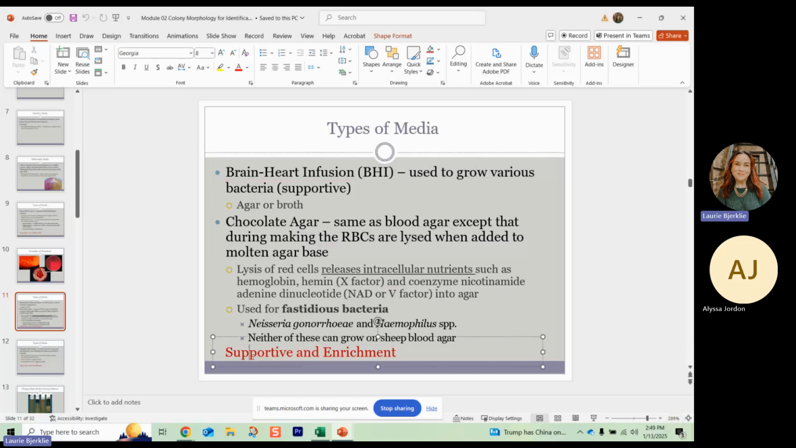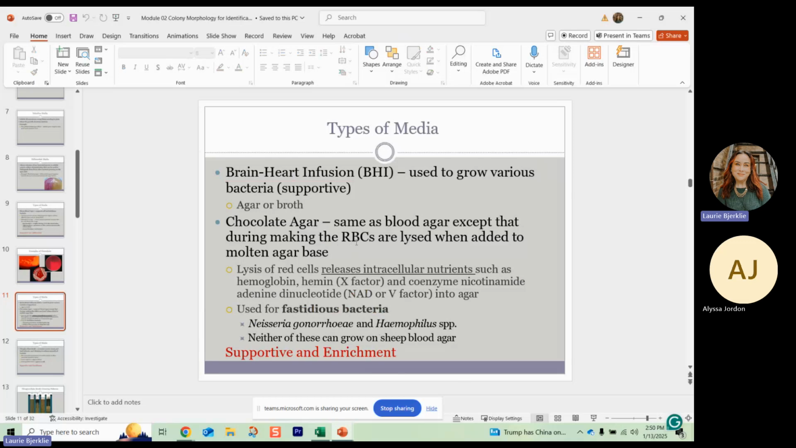Chocolate agar is supportive because it grows pretty much everything, just like blood agar, but it's also enriched. So it has extra nutrients. So therefore it is great for fastidious bacteria. It is an excellent agar for those picky bacteria. So again, like I said, Neisseria and Haemophilus are 2 very well-known fastidious bacteria. They will not grow on sheep blood agar. They will grow on chocolate because it's giving them that enriched plate. So that's a key thing there.